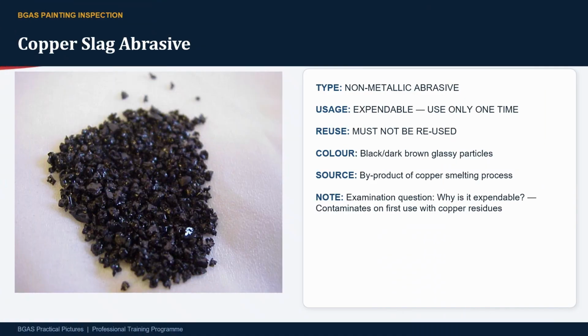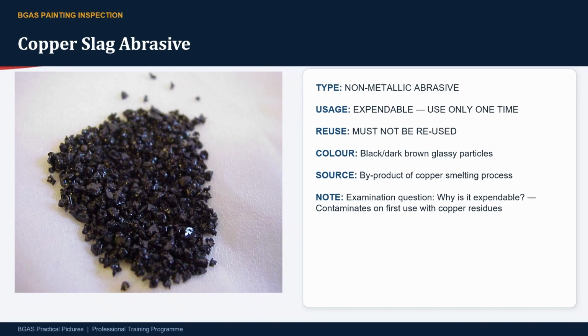On this slide, we can see copper slag abrasive. Copper slag is one of the most widely used expendable abrasives in industrial blasting operations. It is produced as a byproduct of copper smelting and is classified as a nonmetallic abrasive. The angular particle shape allows effective removal of mill scale, rust, and old coatings while producing an anchor profile suitable for coating adhesion. The most important examination point is that copper slag is intended for single use only.